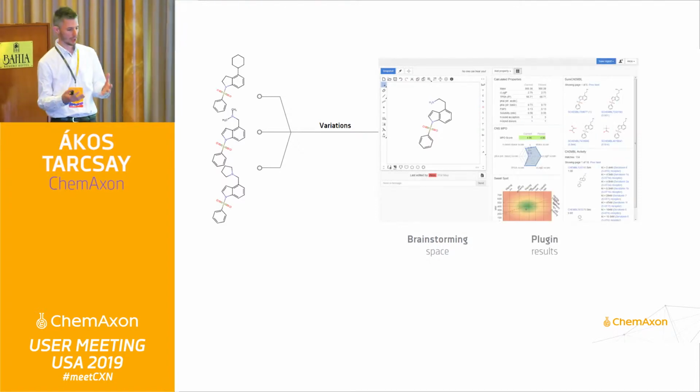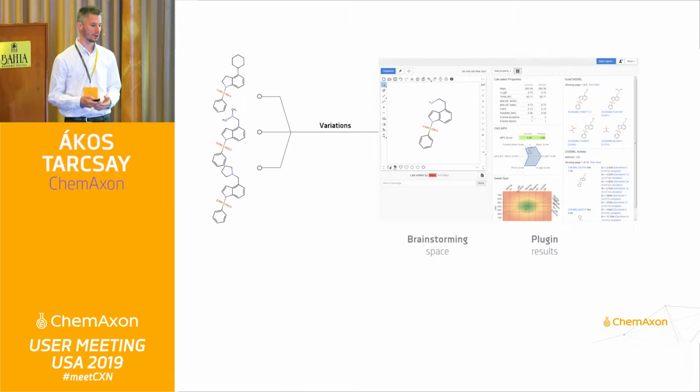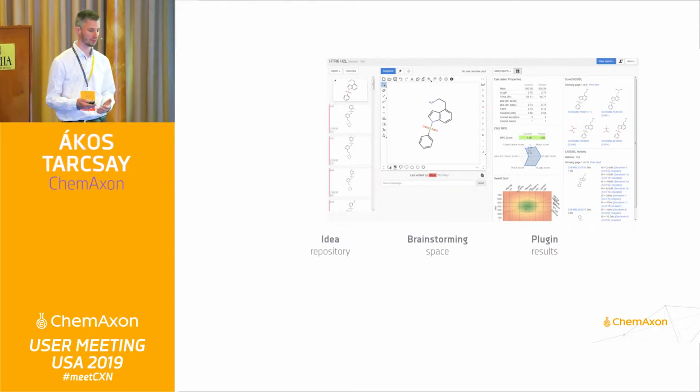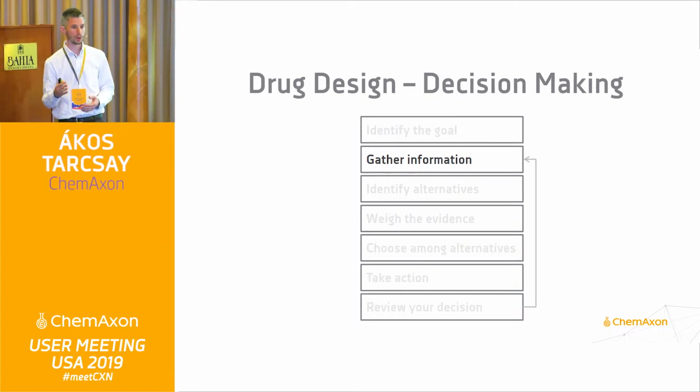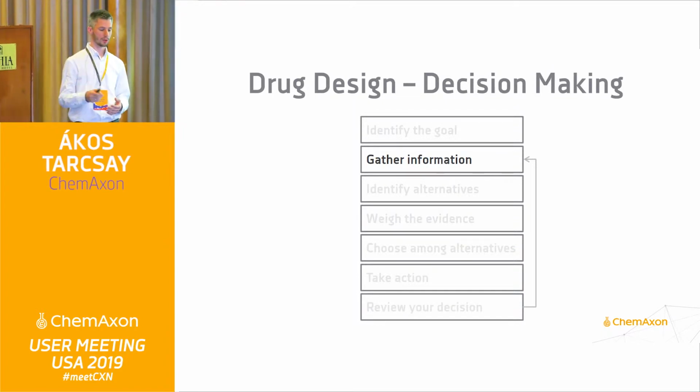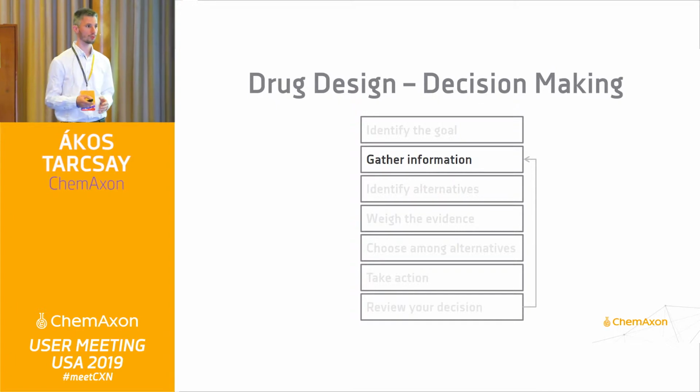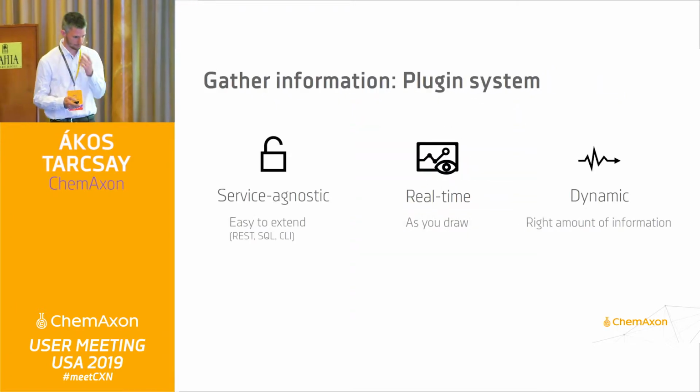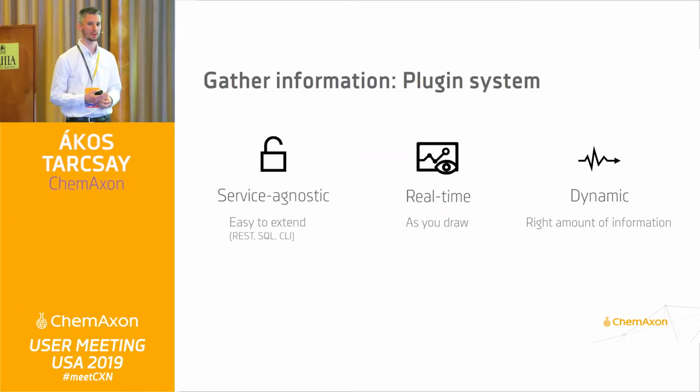You have in the middle the sketcher. You can activate plugins that tell you some information, and you also have this idea repository. And today I would like to focus on this gather information step from all of the capabilities of Marvin Live, which is done through the plugin system.